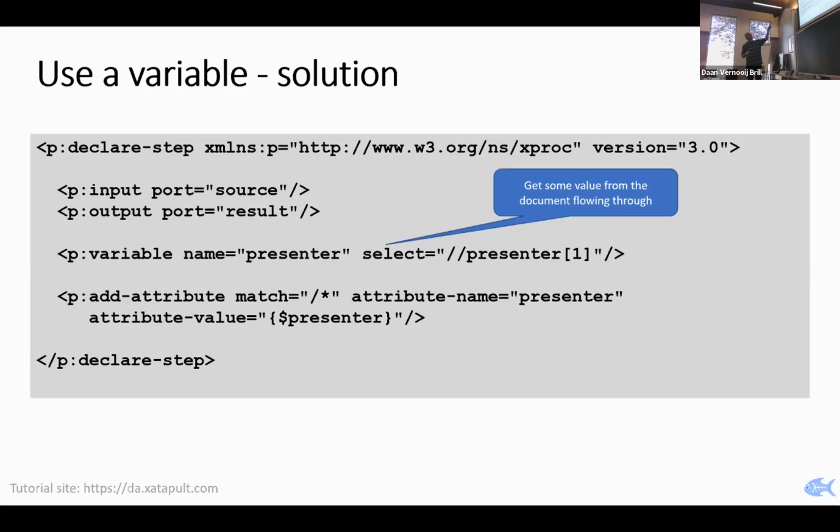What I say, I have a variable called presenter, and what I select from it is, in this case I was lazy, as I wrote /presenter1, but you could also have written another XPath expression that goes to the presenter element. And after that, I use it here as the value of the attribute value.